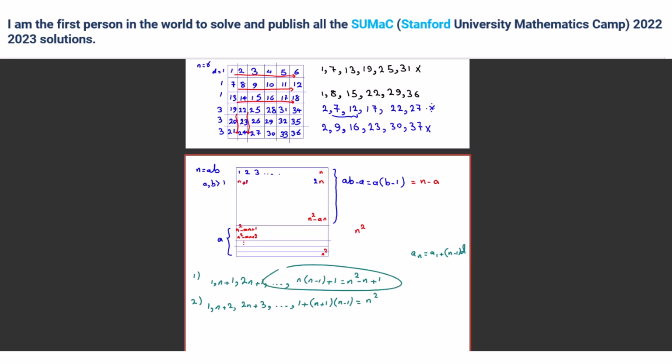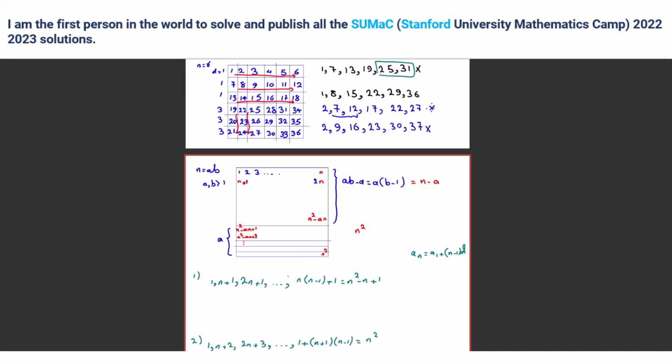So for the first one here, we reach a contradiction. How? We said 25 and 31 are in the same row, right? So here also we should prove this. We guess which two elements here are in the same row. We should prove it.